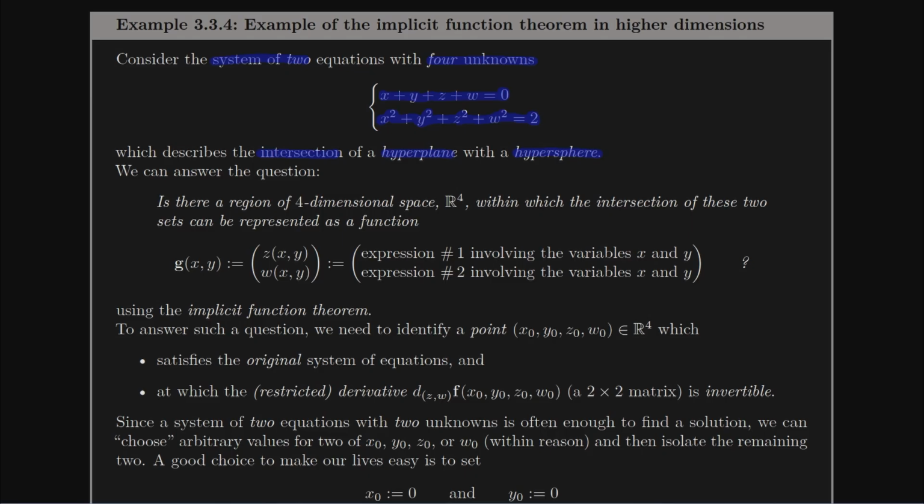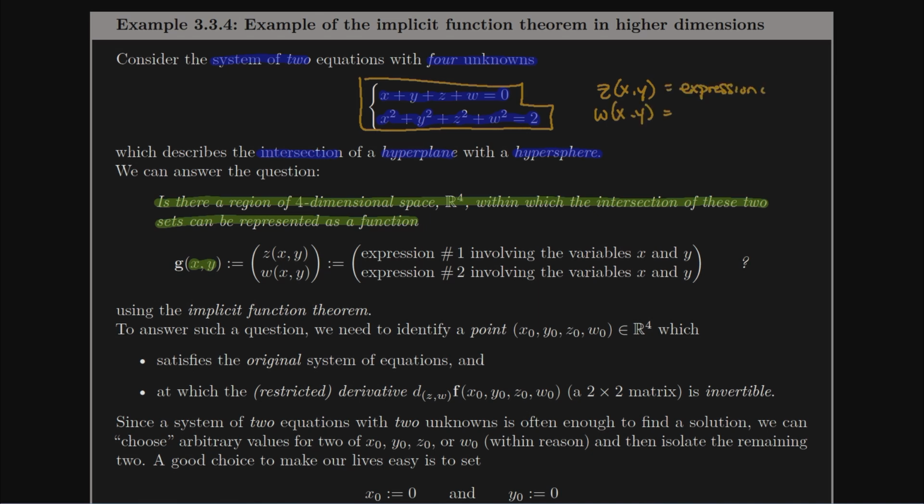You would want to know if there is a region of 4-dimensional space within which the intersection of these 2 sets can be represented as a function. And in fact, in this case, a function of x and y is what I'm asking. So can I rewrite this system of 2 equations with 4 unknowns as really a z of x comma y and w of x comma y, just expressions of x and y in both cases? Is that even a possible thing to do? And the implicit function theorem is what tells us if it's possible.